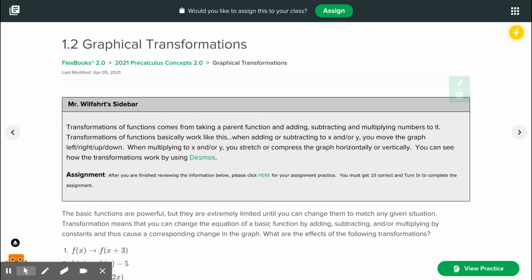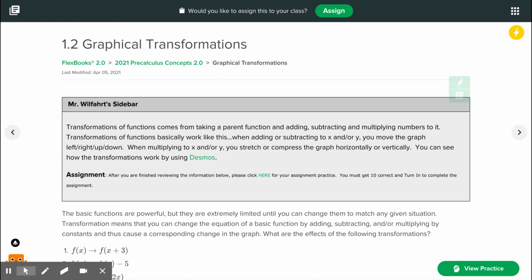And you have done transformations in the past in other courses. Basically what we are looking at doing here is adding or subtracting or multiplying numbers within our function. And what this will do is move our function around, move our graph around. Typically, when you add or subtract numbers to x and or y, you are going to move the graph left and right, up and down.